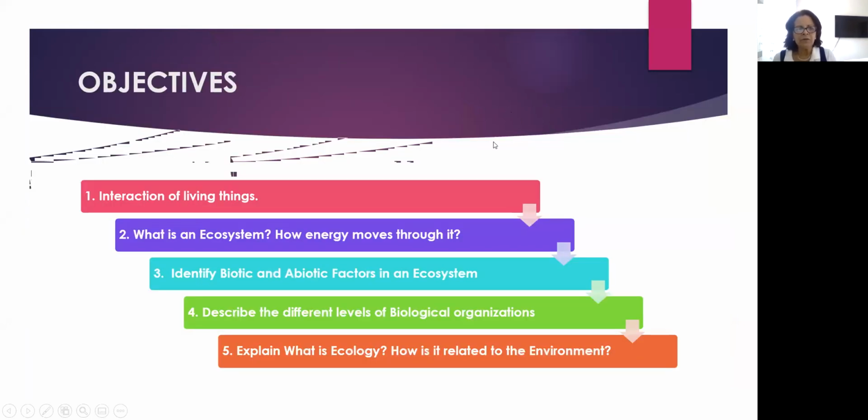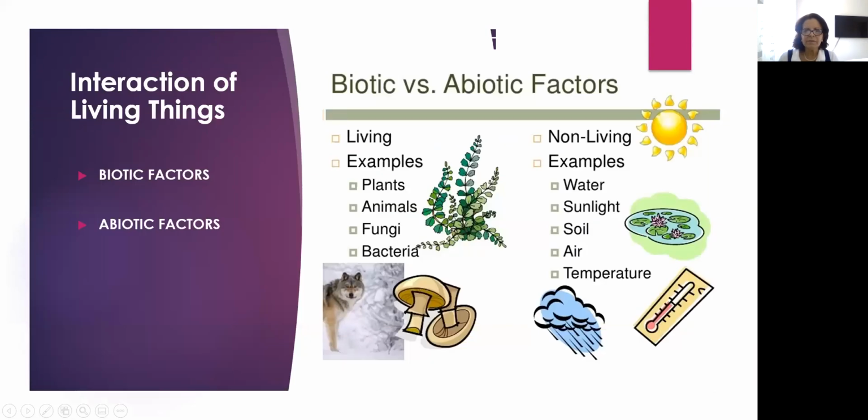The objective of the class will be the interaction of living things, what is an ecosystem, how energy moves through it, identify biotic and abiotic factors in an ecosystem, describe the different levels of biological organization, explain what is ecology, and how it is related to the environment.